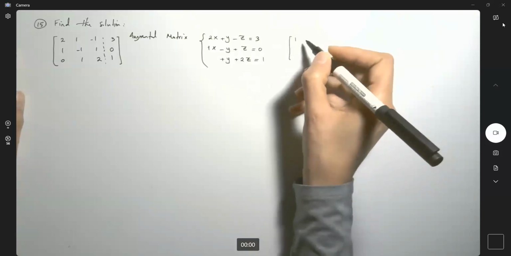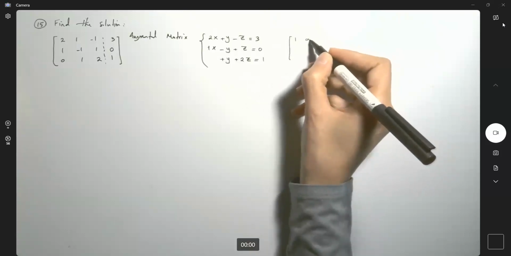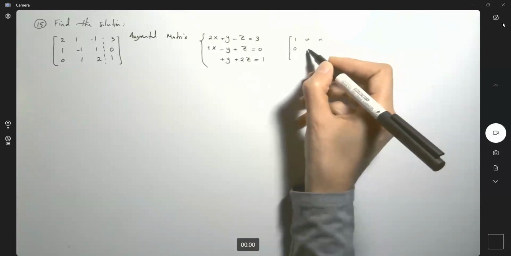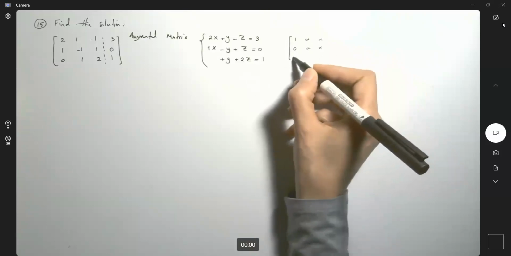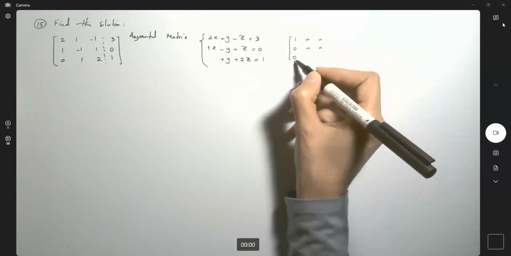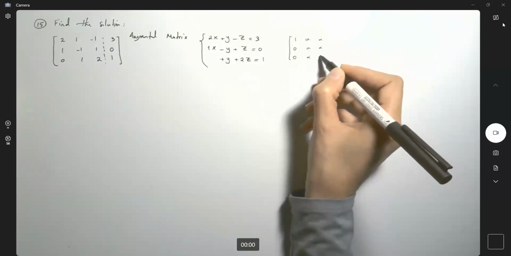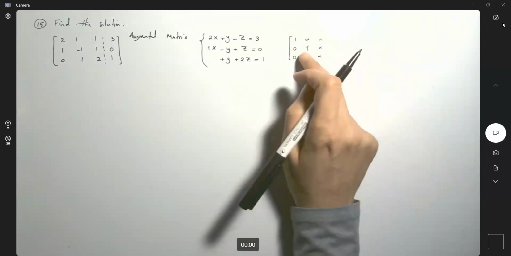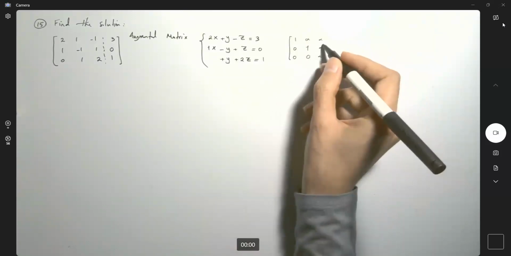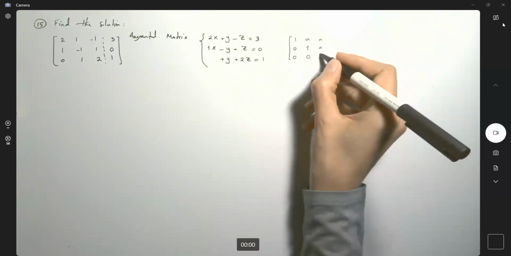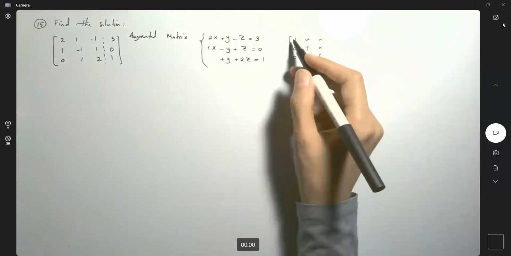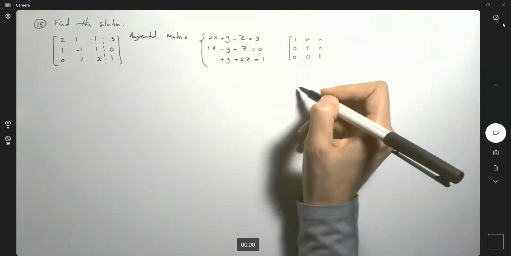1 as the leading coefficient, then some numerical values, 0 below 1, some other numerical values, another 0 below 0, the rest of the numerical values, and then this guy must be equal to 1. Below 1, you must have 0, and finally, on the main diagonal, you need to see all 1s. And below 1s, you need to see 0s.